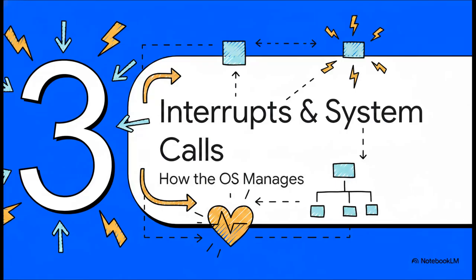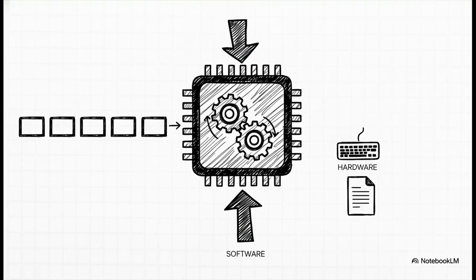All right, so the kernel is up and running, but it doesn't just sit there twiddling its thumbs. It's a super active manager, and it's constantly responding to different events. Its main tools for knowing when something needs its attention are interrupts and system calls. Now, this is a phrase you absolutely need to remember for the exam. An operating system is interrupt-driven.